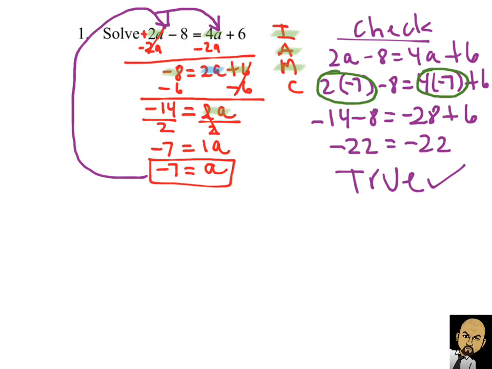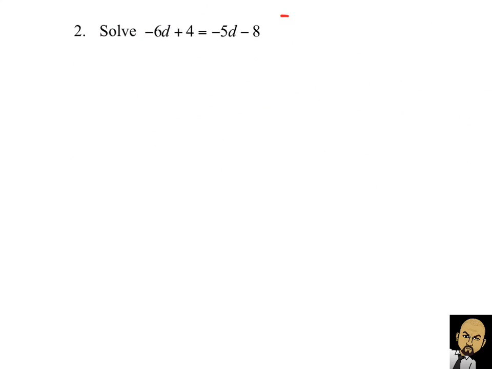The good thing about these equations is you can always check your solutions. So you already should know if you're right before you even turn in your homework. All right, number 2. First thing we want to do is write the steps. Isolate the variable terms. We got the variable terms on both sides. We got negative 6d and negative 5d.